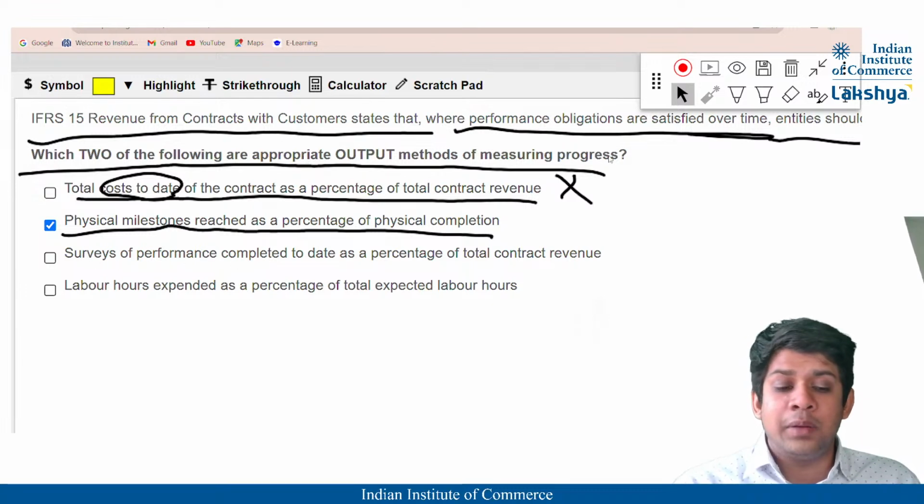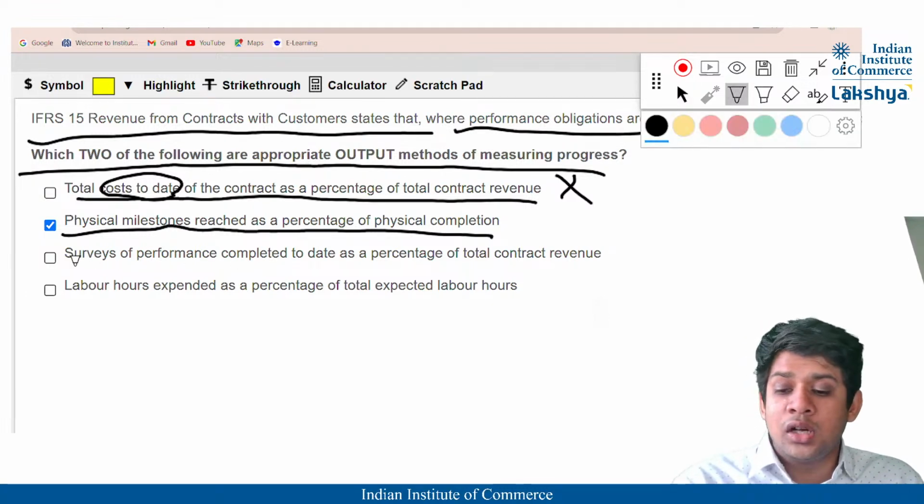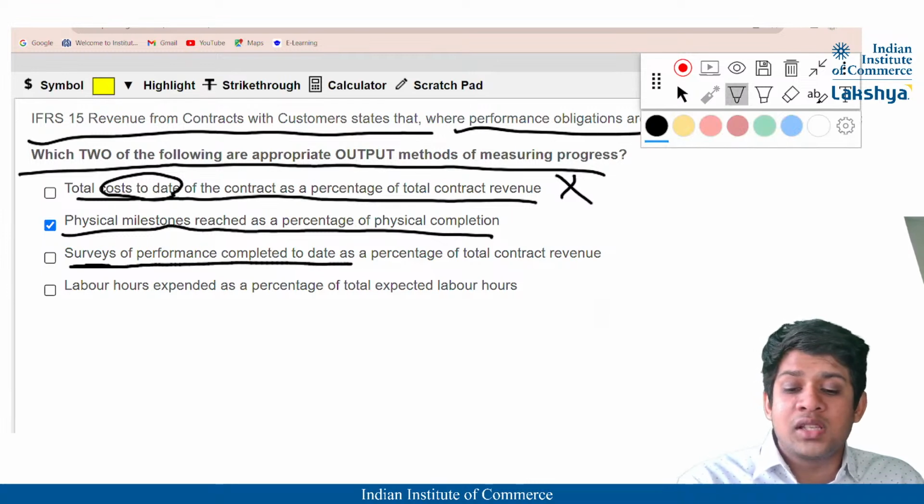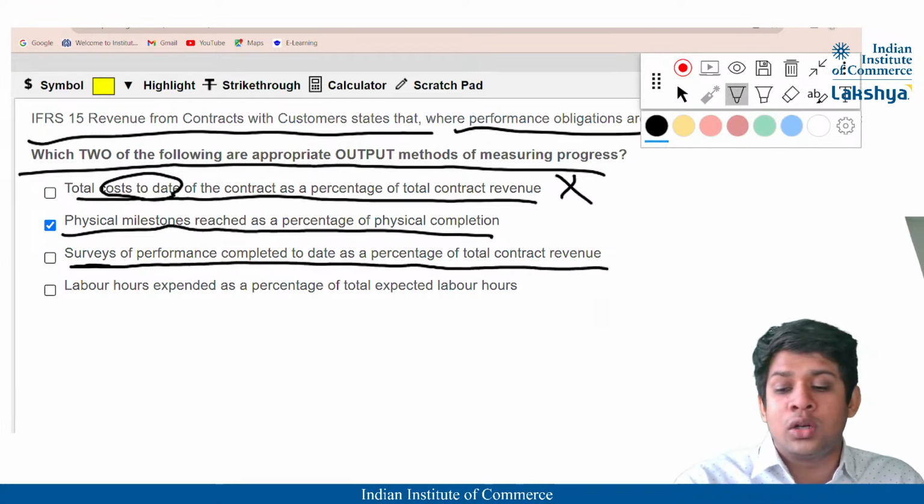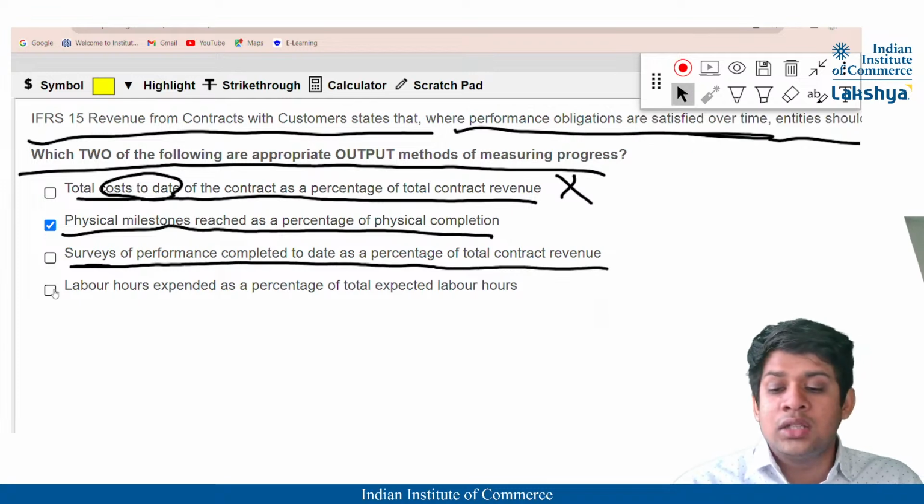Surveys of performance completed. I'm conducting surveys of performance completed to date as a percentage of total contract revenue. Yes, this will be considered, because I'm conducting surveys to ensure what percentage of the total contract revenue is completed.